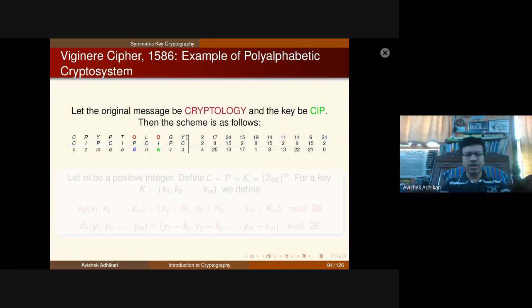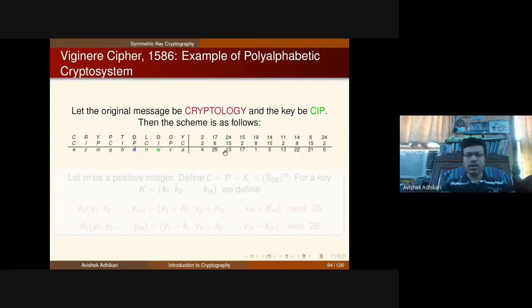Similarly, if I put the corresponding values, C is 2, I is 8, and P is 15, and similarly 2, 8, 15, 2, 8, 15, and so on. Now I just make an addition modulo 26. So this is 4, this is 25. See, this is 39, and 39 modulo 26 is 13, and so on.